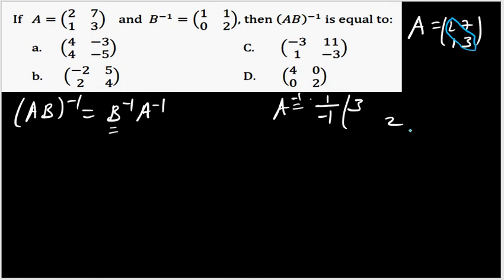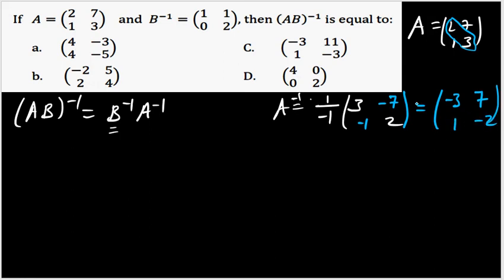This is the main diagonal. Exchange the places, and then negate the other diagonal: negative 7, negative 1. Multiplied with 1 over the determinant, which is negative. So this 1 over negative 1 means negative 1. So when you multiply, it's going to be negative 3, 7, 1, negative 2.